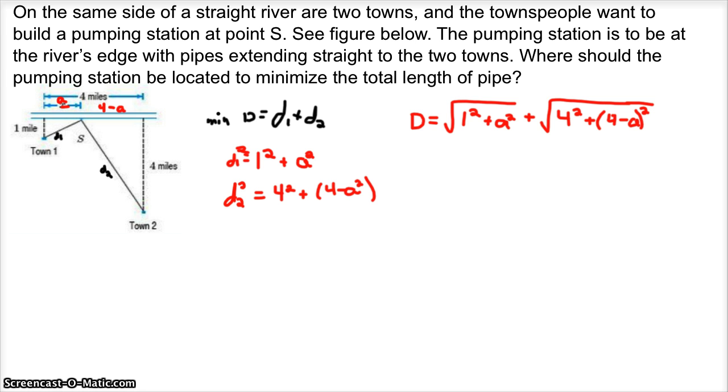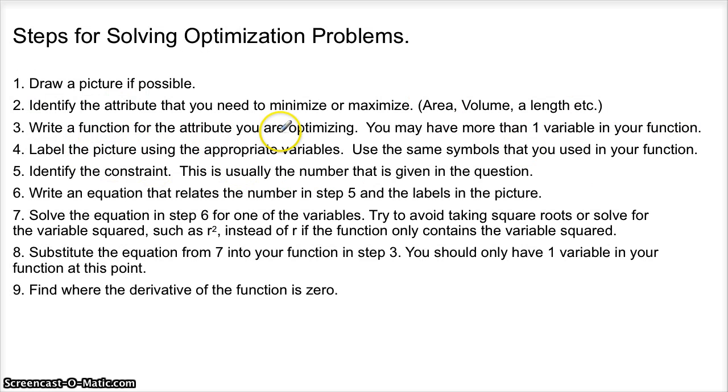Okay, so I did the next step here. We wrote a function that we're trying to optimize. You notice I only have one variable in the function. I've already labeled the picture with the variables that I used. Okay, identify the constraint. It says this is usually the number that's given in the question.